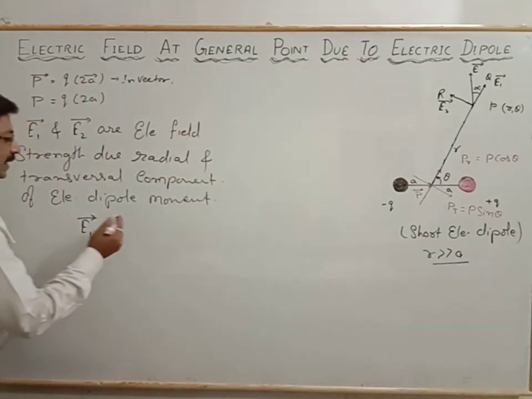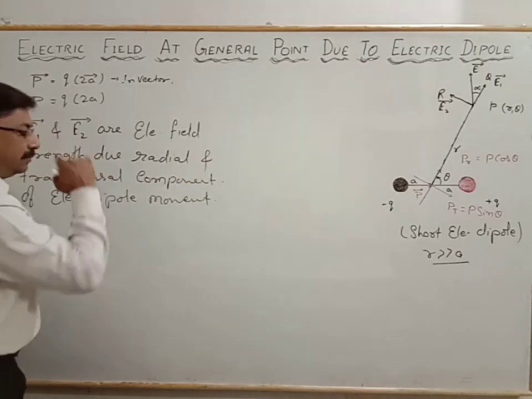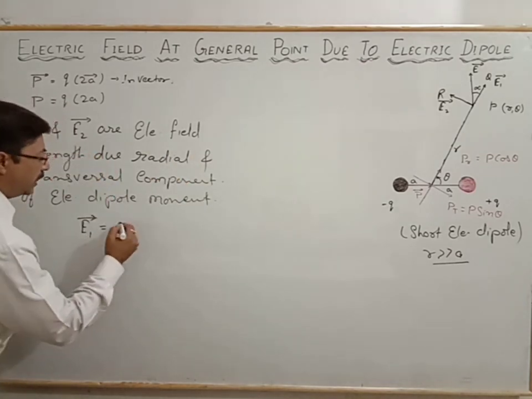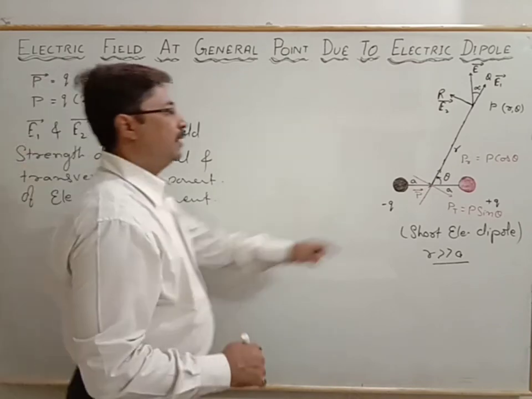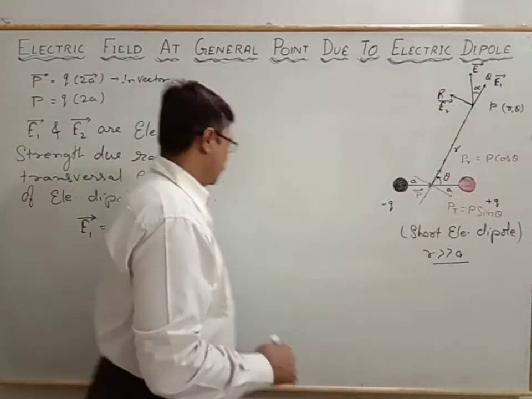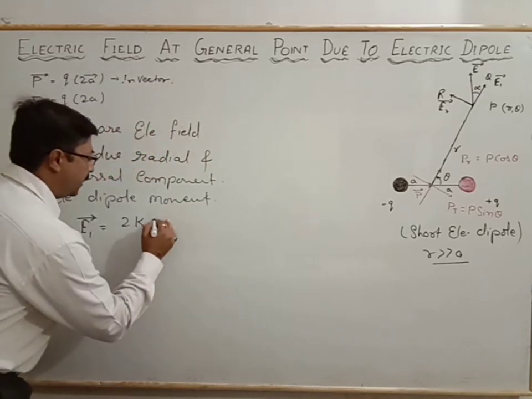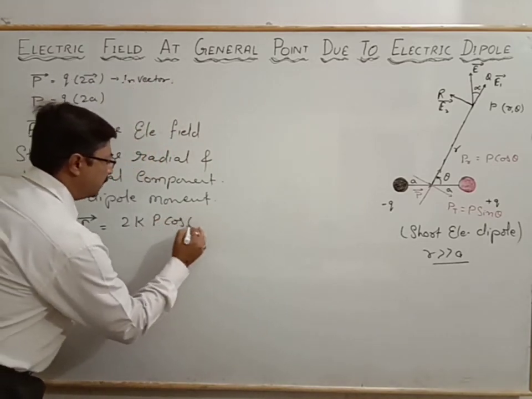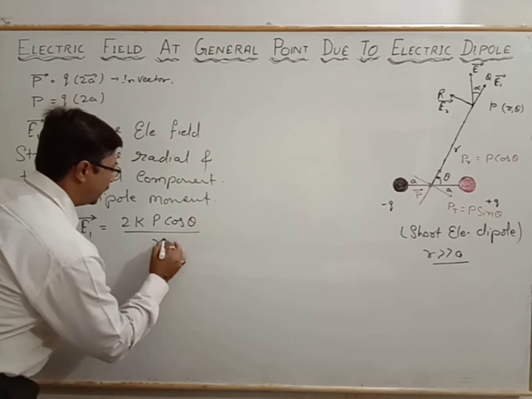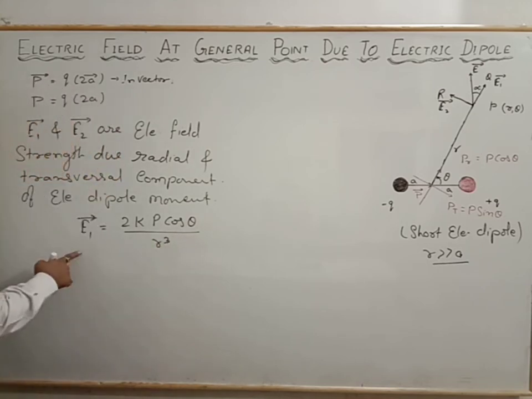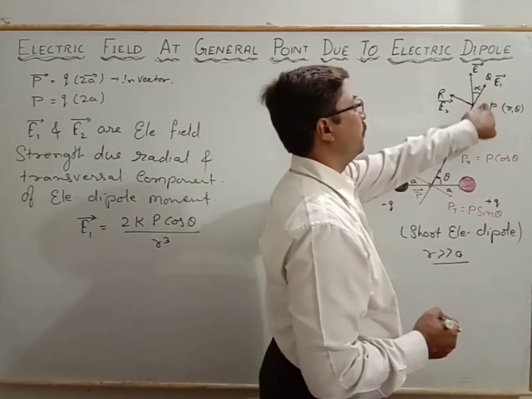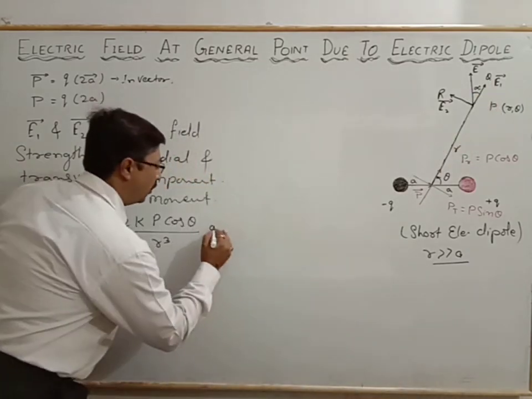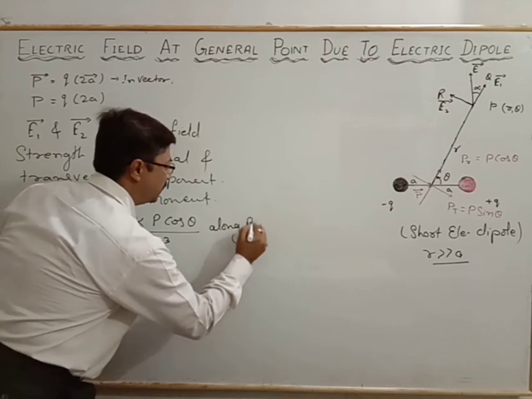Now, E1 is the axial value of the electric field. So it is 2k, and in place of p we will write p cos theta, so it is 2k p cos theta by r cube. This one is E1, but as a vector, its direction is along PQ.